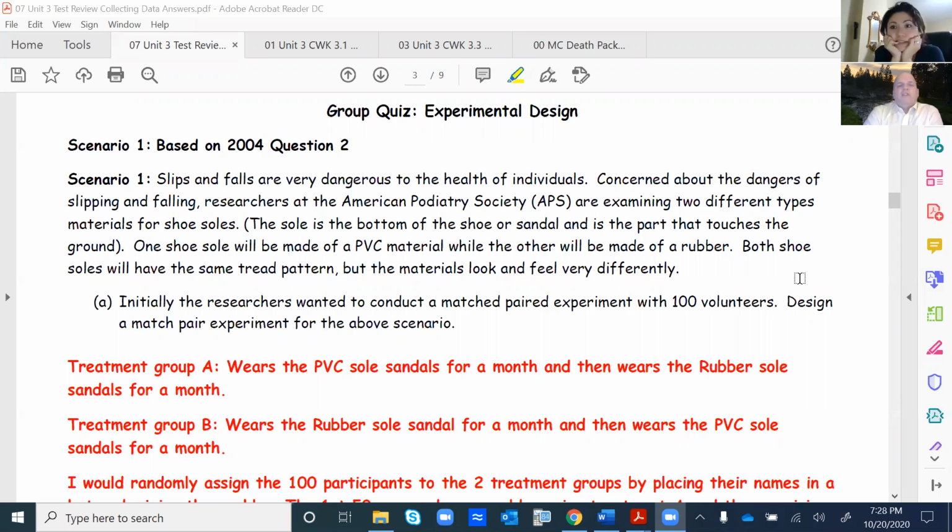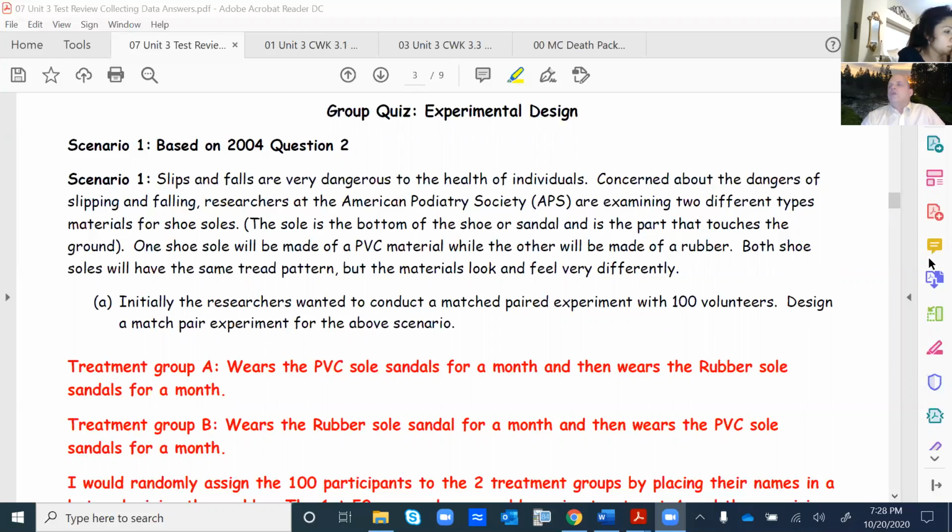Concerned about the dangers of slipping and falling, researchers at the American Podiatry Society, APS, I'm sure they're probably upset with me if this organization exists because I made that up, are examining 2 different types of materials for shoe soles. The sole is the bottom of the shoe or sandal. One shoe sole will be made of a PVC material while the other will be made of rubber. Both shoe soles will have the same tread pattern, but the material looks and feels very differently.